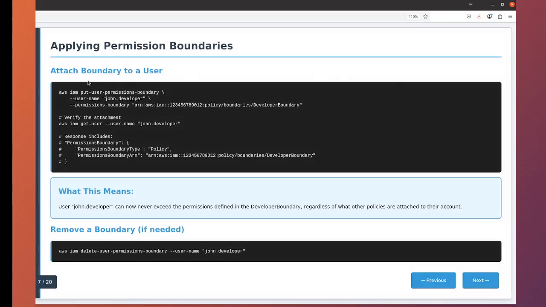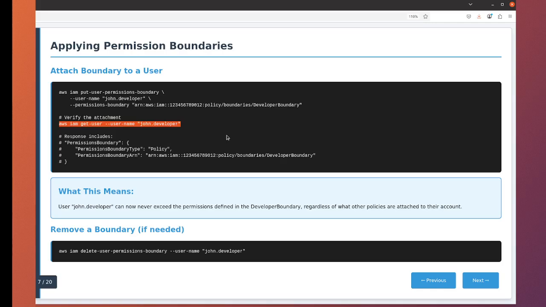Applying permission boundaries to users. Creating the boundary is only half the battle. Now we need to apply it to users. This is where the rubber meets the road. The put-user-permissions-boundary command is how we attach our boundary to a specific user. The user-name parameter specifies which user gets the boundary, and permissions-boundary takes the ARN of the boundary policy we just created. This is a critical security operation.